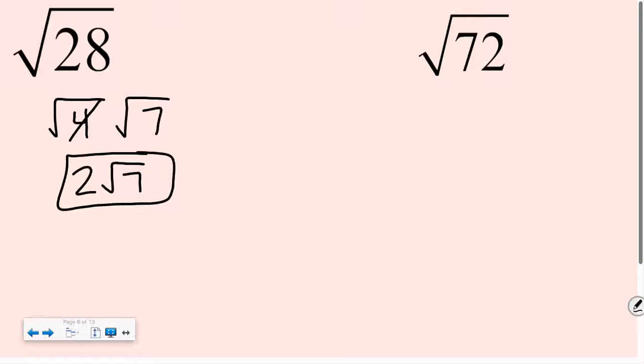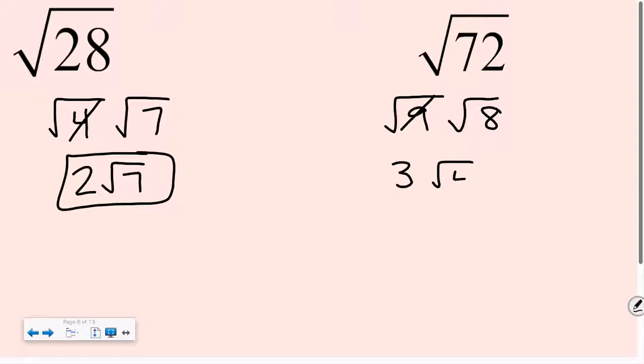72 is not a number I have listed at the top, so I want to find a number at the top that can evenly go into 72. 9. I heard 9 right away. How many times 9? 8. So I could rewrite the square root of 72 as the square root of 9 times the square root of 8. Right? 9 times 8 is 72. Okay. What is the square root of 9? 3. Is there a square root of 8? Is there a perfect square that goes into it? 4. How many times? 2.